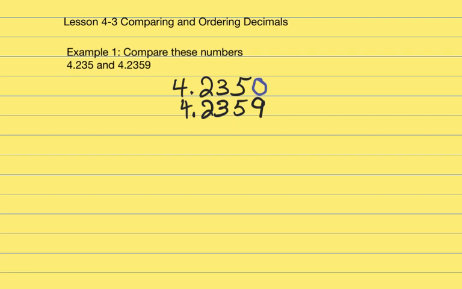So clearly 9 is larger than 0. So therefore, this number, 4.2359, is greater than 4.2350.